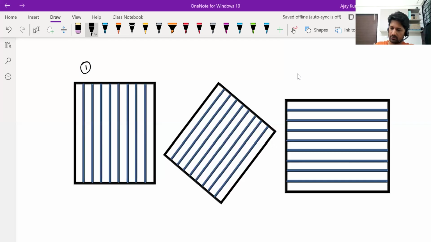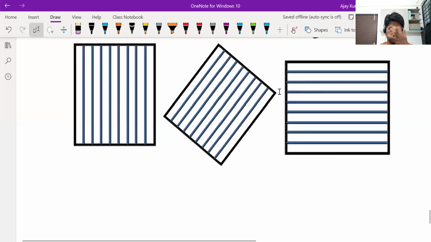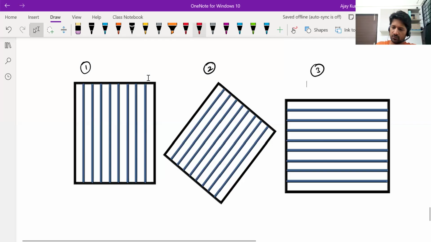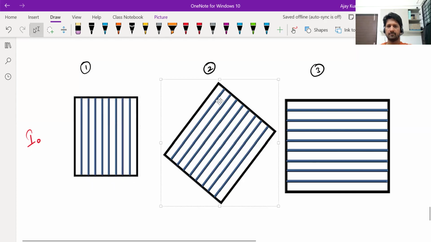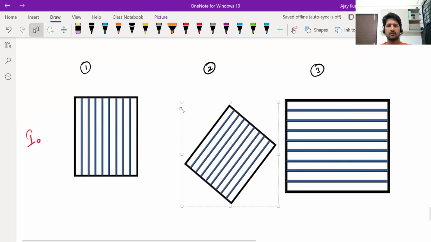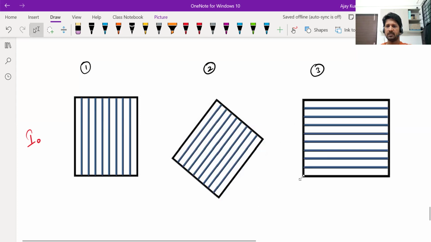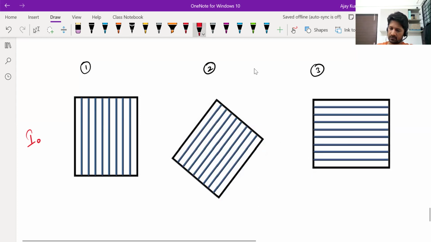This is the first polaroid. Second one making 45 degrees with the first one. Third one making another 45 degrees with the second one. Or you can say third one makes 90 degrees with the first one. So assume unpolarized light of intensity I naught is incident. Rishi, tell me, what will happen to the intensity after it passes through the first polaroid? The incident light is not polarized. So the first time it gets polarized, it becomes half. So I naught by 2 is what emerges from the first polaroid.